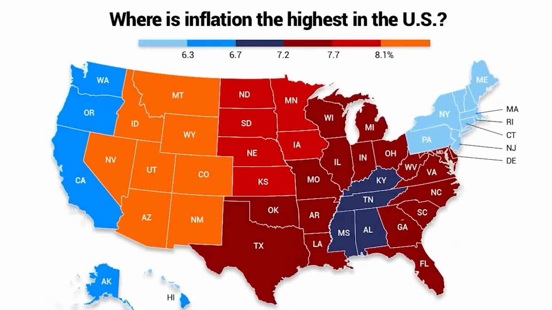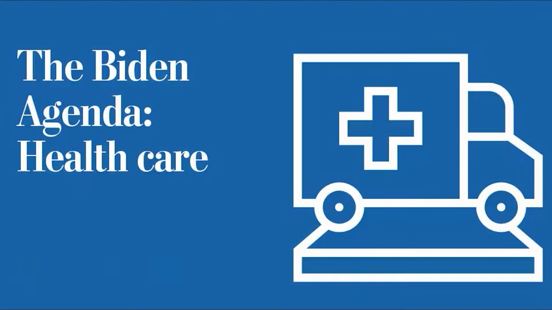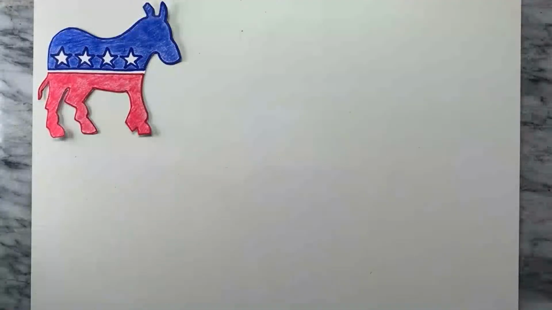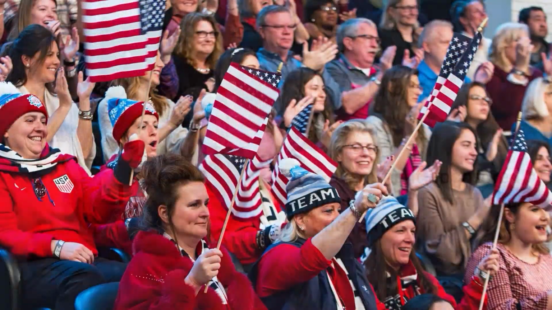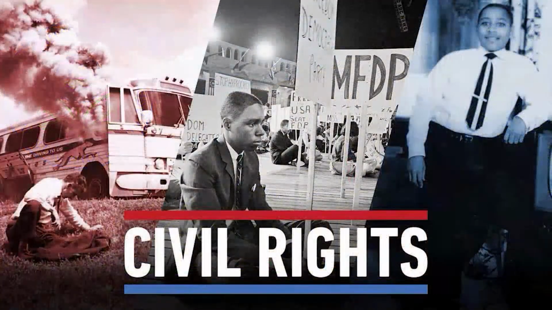His presidency has been marked by various domestic and international challenges, including high inflation and significant industrial policy bills. Biden's administration prioritizes addressing climate change, healthcare reforms, and advancing social justice issues. The Democratic Party generally leans toward progressive policies, emphasizing social welfare, environmental protection, and civil rights.